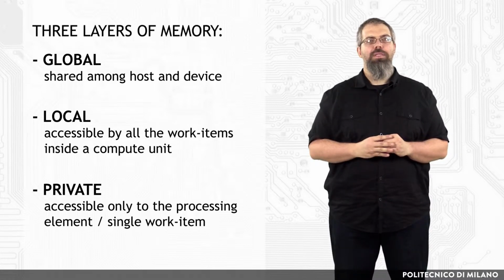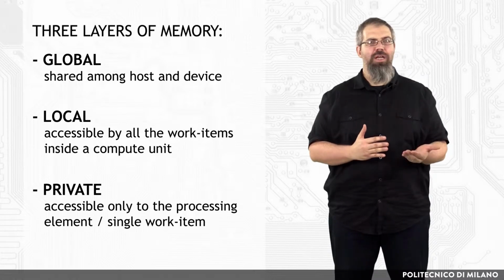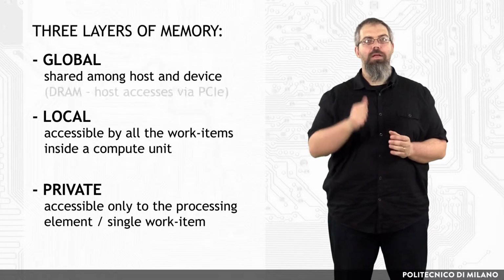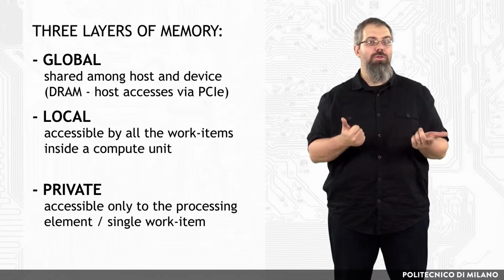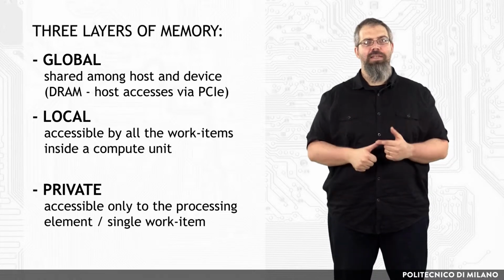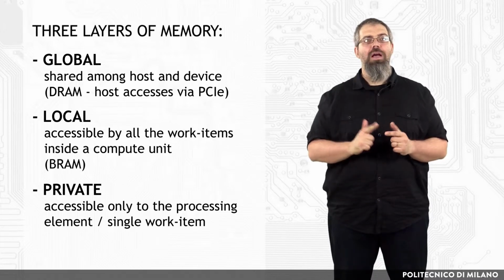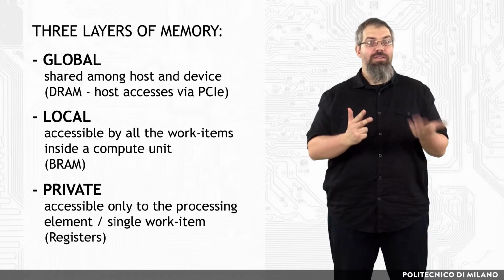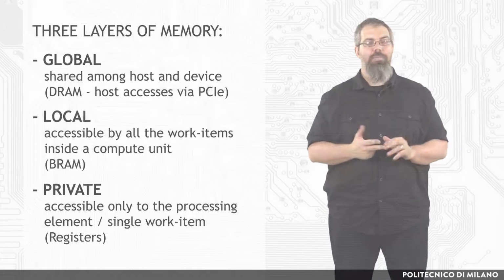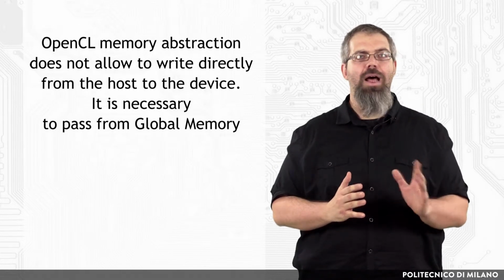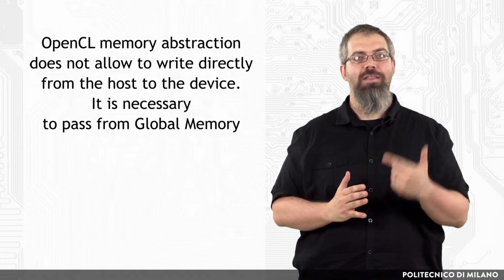In case of an OpenCL device powered by an FPGA, we can physically map each of these memories as follows. The global memory is the data RAM or DRAM on the device, which is accessible by the host via PCI Express. The local memory are the block RAM on the FPGA, and the private memory are the registers on the FPGA.